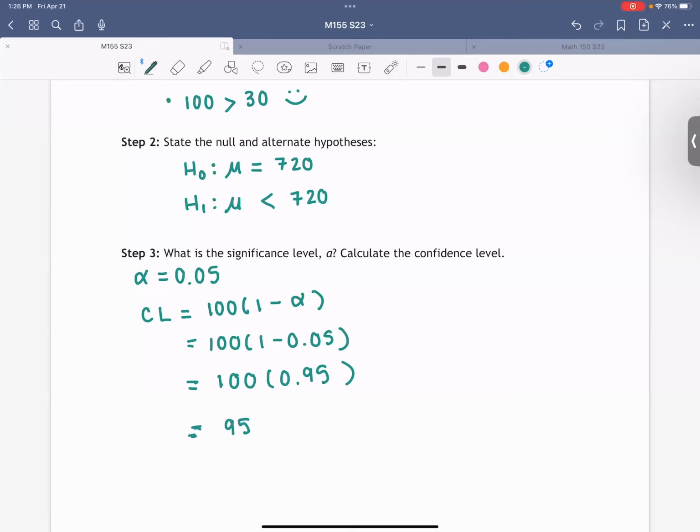Cool. All right. So what I'm going to do is just show you what you click on Minitab. It's very similar to what we did before. So let me just kind of go over this real quick.